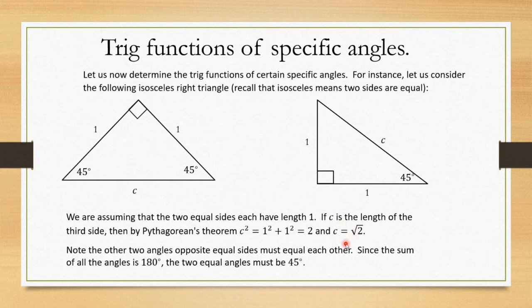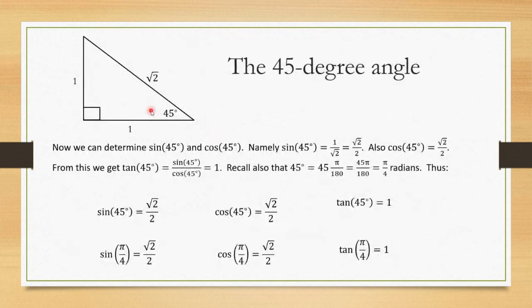The c is the square root of 2. And this is just saying also that the two angles that are equal must be 45 degrees, like I said before. But once we know what c is, we can actually get the trig functions of 45 degrees, right? Because now our triangle becomes this.